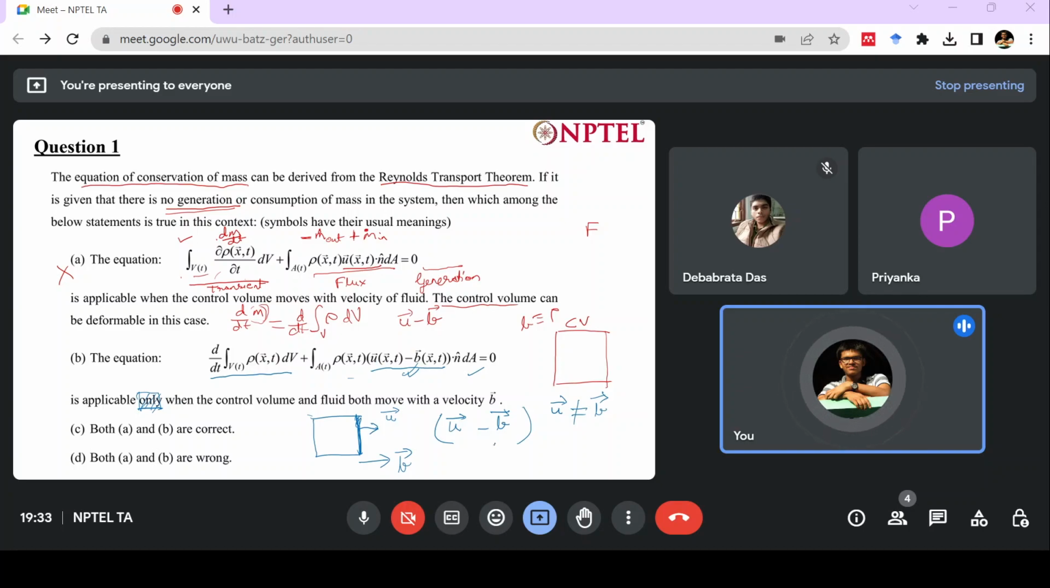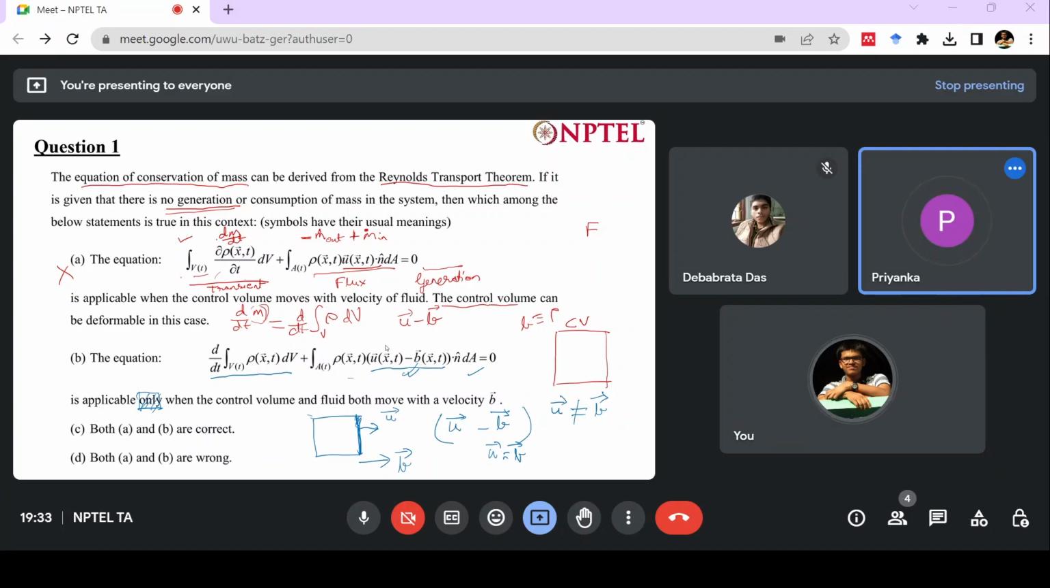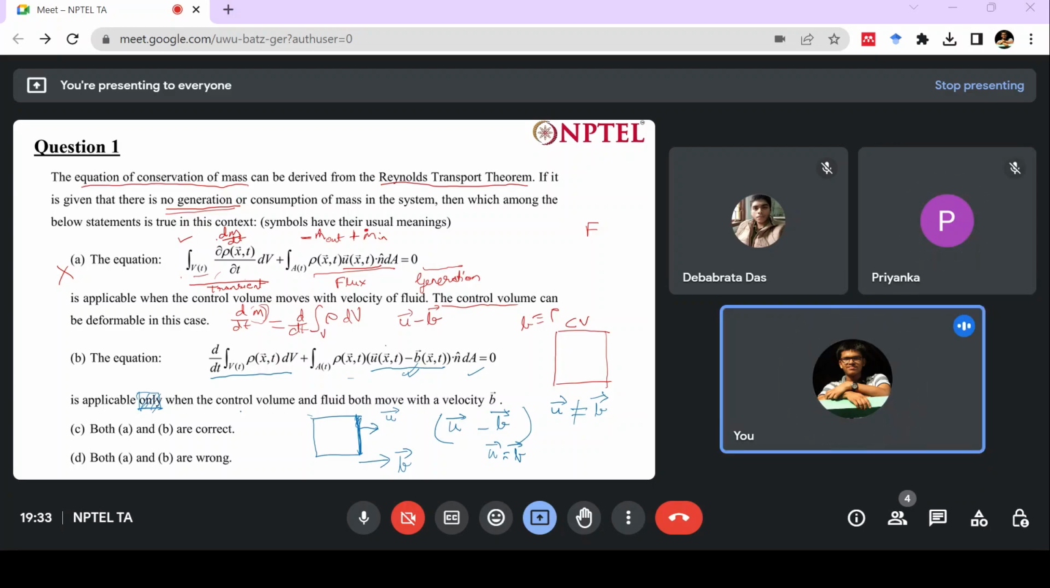So if I then substitute u is equal to v here, I get the correct answer, right? Yes, sir. So then it will be correct. But this is a more generic example. So if "only" was not there, then this would have been true. So this option is false. So my correct answer here will be both A and B are wrong.